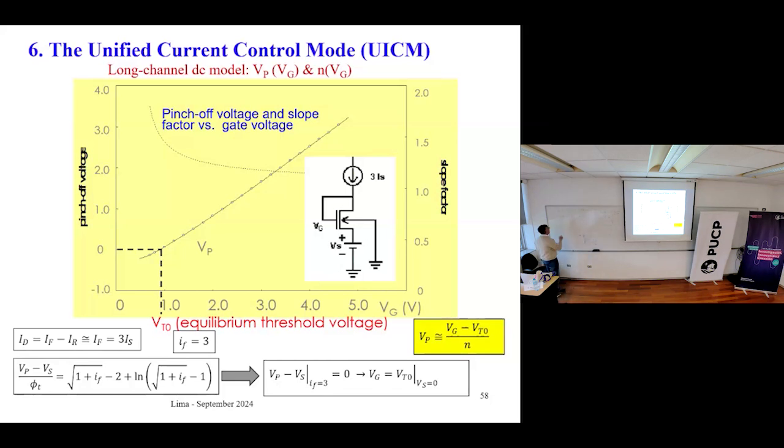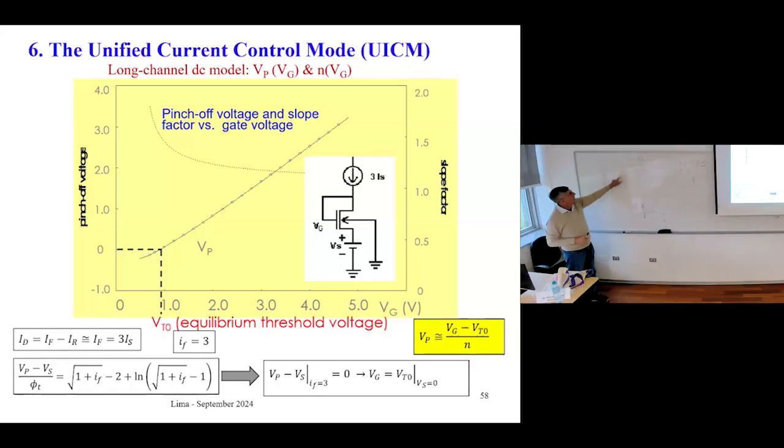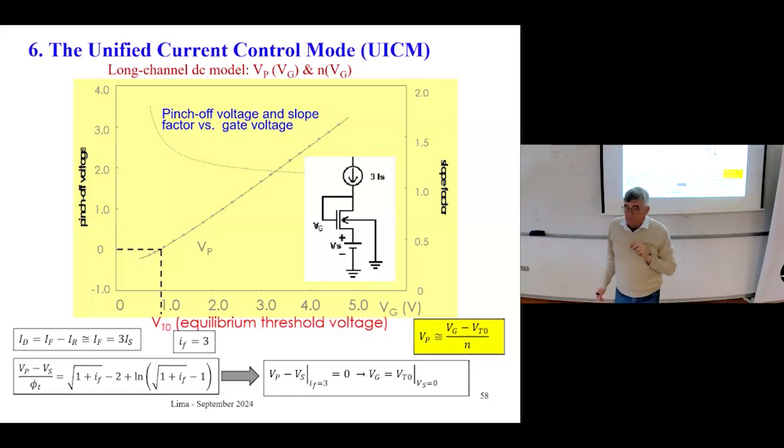Now if you substitute this IF with 3, we have 4 here minus 2, which is 2, and natural log of (2 minus 1), the natural log of 1, is 0. So 0 plus 0. Using this circuit, you find that Vs equals Vp. This is the way we determine the pinch-off voltage. For each Vg that you measure here, you have a corresponding Vs. The inversion level of the transistor is always equal to 3.